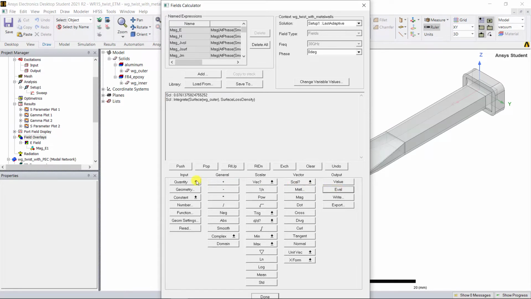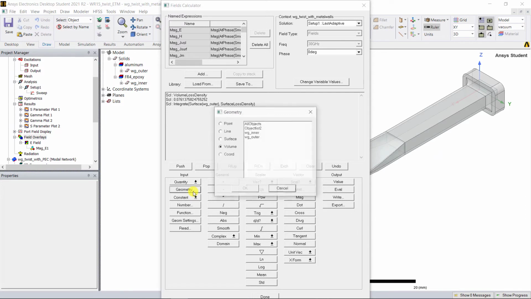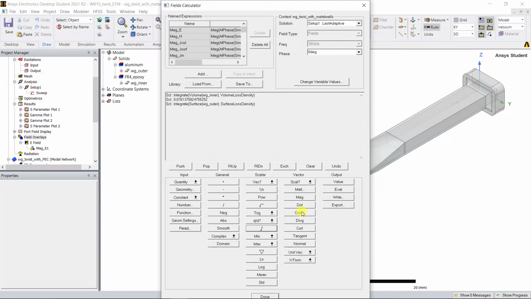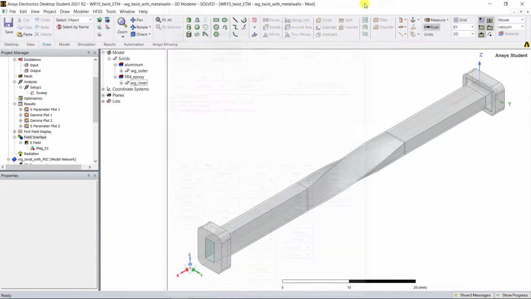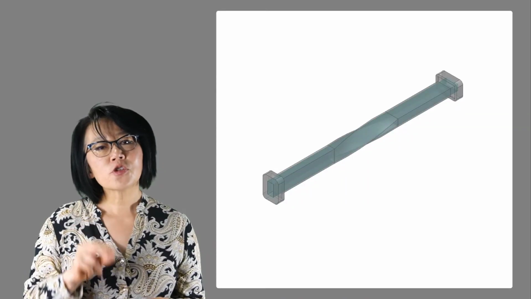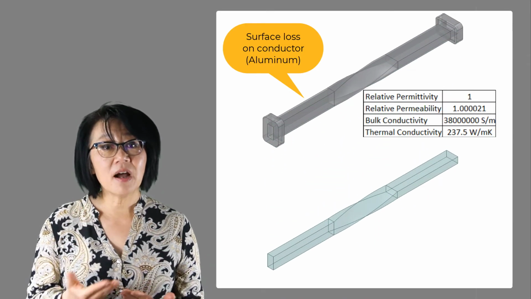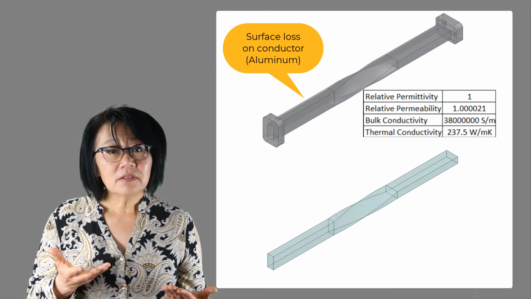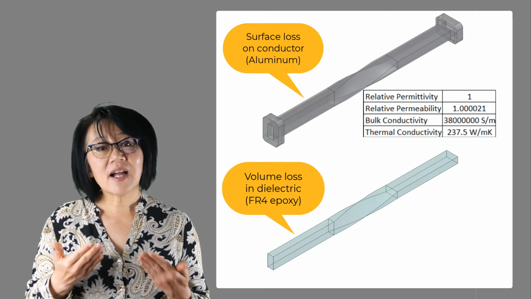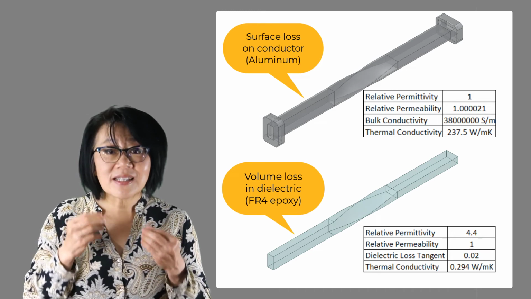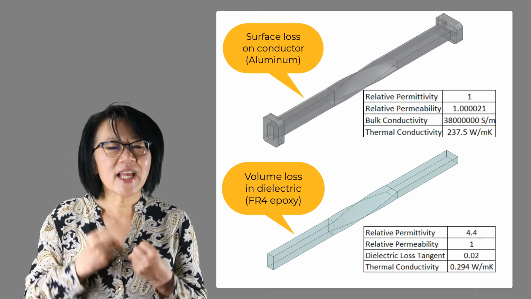And similarly, let's calculate the volume loss density. Select Waveguide underscore Inner, and this represents the waveguide cavity volume. Both the surface loss and the volume loss are the EM losses of the model, determined by HFSS. And we're going to use them to compare or verify the Icepak results, those that are calculated with the fluid solver. The surface loss on the metal walls is due to the finite conductivity of the metal, and the volume loss in the dielectric cavity is due to the dielectric losses or loss tangent of the material.